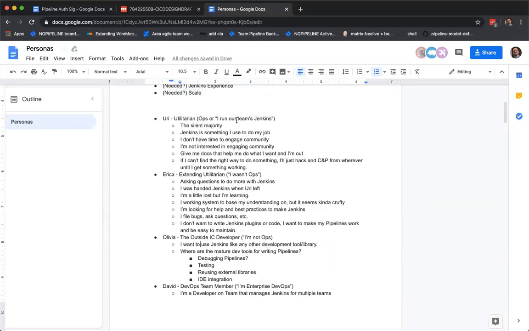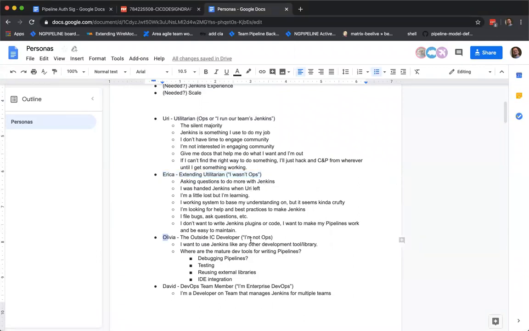Because the utilitarian basically is like, these are the people that go to Stack Overflow and copy and paste something in. It works. Cool, I'm out of here. Yeah, it's horrible and doesn't make sense. If it works, it works. Exactly. And Erica doesn't expect there to be anything, so they're not disappointed. They're like, well, whatever it is, I'll accept what you give me and work with it. Right.